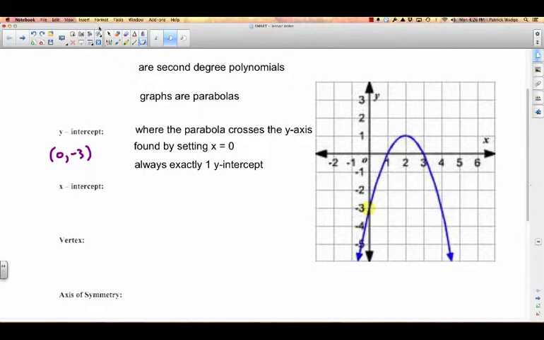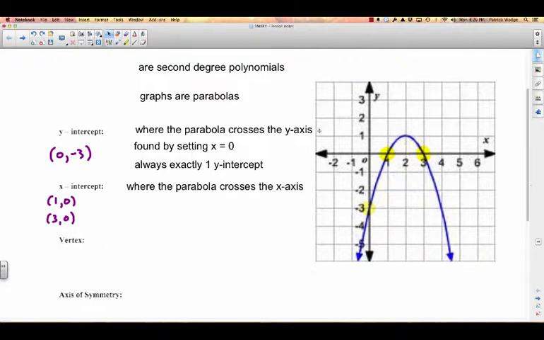Alright, next thing, x-intercept. Well, that's pretty clear. If we know what the y-intercepts are, we should know where the x-intercepts are too. They are the points where it crosses the x-axis. So we have one here, and we have another one right there. If I was going to name those, I would say that this one is 1, or I could be more specific and say (1, 0), and this one is 3, or I could be more specific and say (3, 0). So these are the points where the parabola crosses the x-axis.